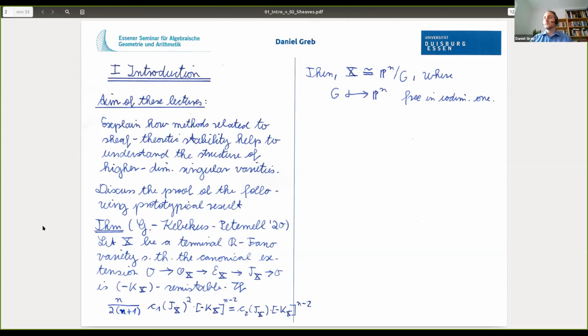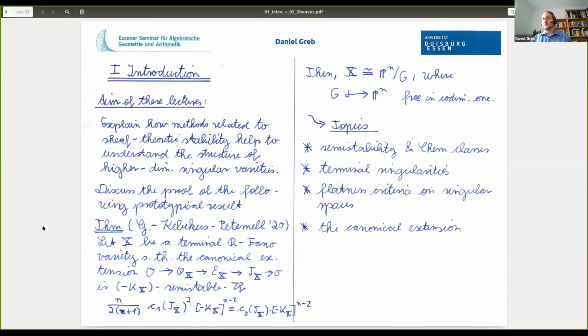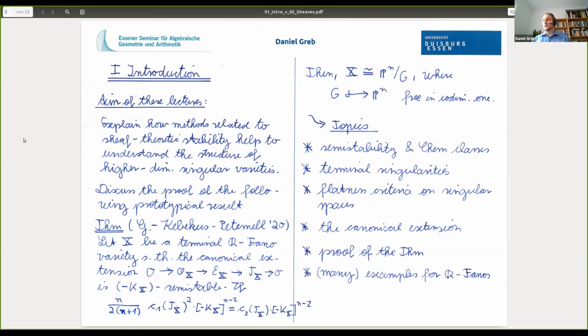So the topics are listed here. Roughly the first bullet point is what I'm going to talk about today: semi-stability and Chern classes on normal varieties and for sheaves, in order to explain the toolbox, which is different from the scalar geometry toolbox, in that it just looks at sheaves and bundles and this stability. Then in the second lecture, I'm going to talk about terminal singularities and flatness criteria on singular spaces. These are flatness criteria for certain sheaves, and they will appear in the first lecture today in the case of bundles on smooth manifolds.